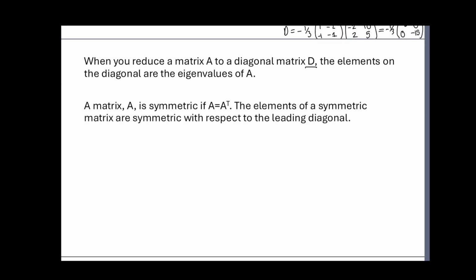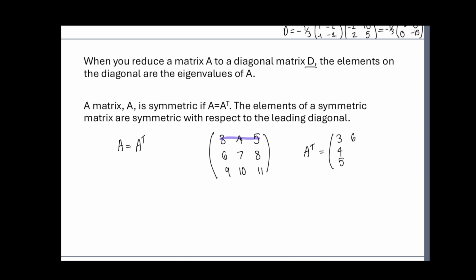Moving on, a matrix A is symmetric if A is equal to the transpose of A. The elements of a symmetric matrix are symmetric with respect to the leading diagonal. Okay, so let's say we had 3, 4, 5, 6, 7, 8, 9, 10, 11. It is fairly obvious that this won't be equal to its transpose, as when we work out the transpose, we interchange the rows and columns. So this row will now become a column. So we have 3, 4, 5, 6, 7, 8, and 9, 10, 11.